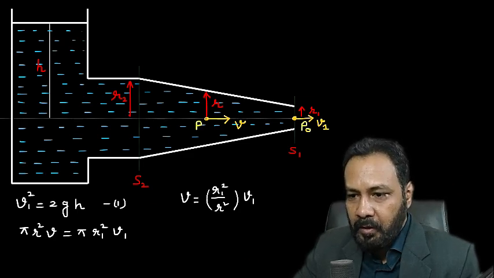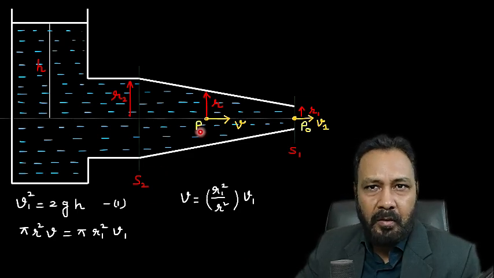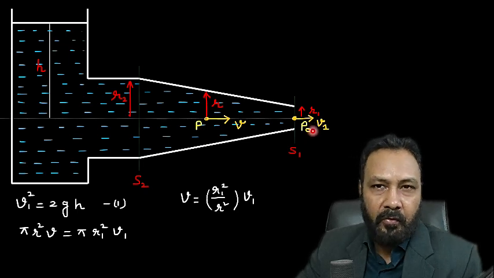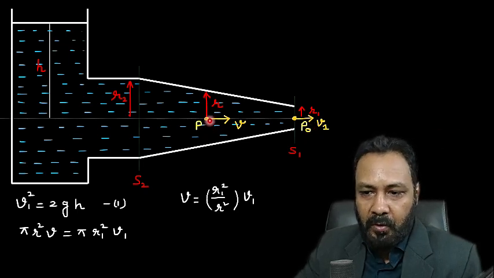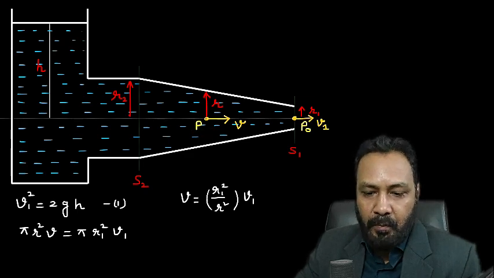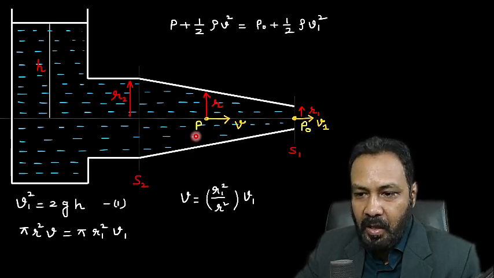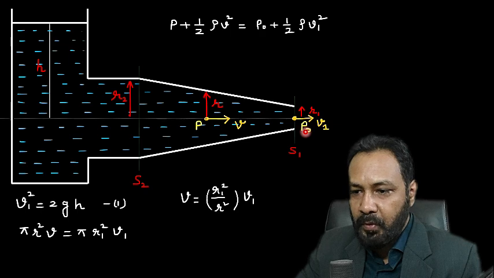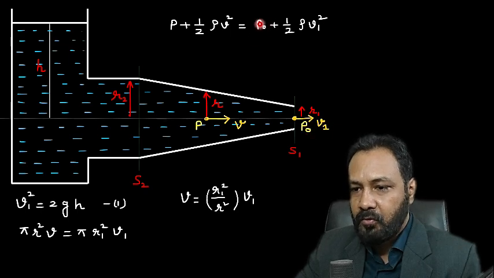And the pressure here we assume to be P. The pressure here is P0, that will equate to 0. So apply the Bernoulli theorem from this point to this point. We'll write P + ½ρv² = P0 + ½ρv1². So P0 is 0.